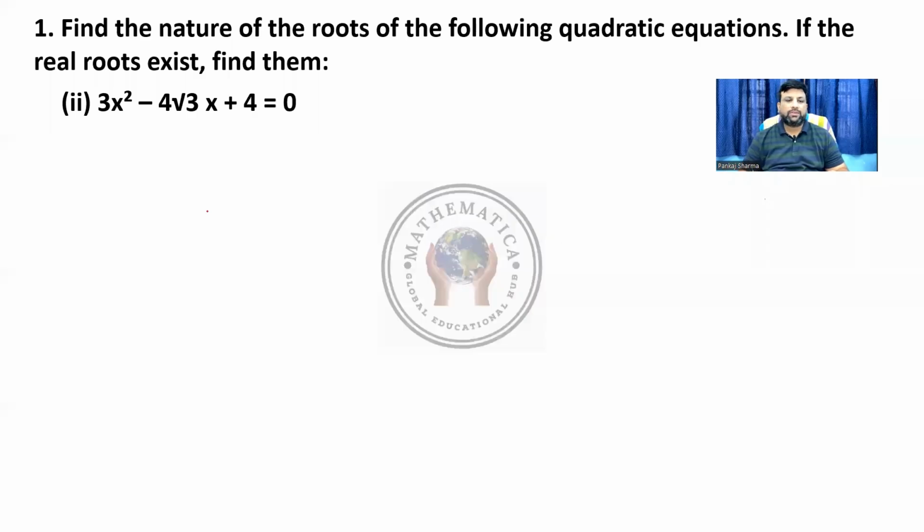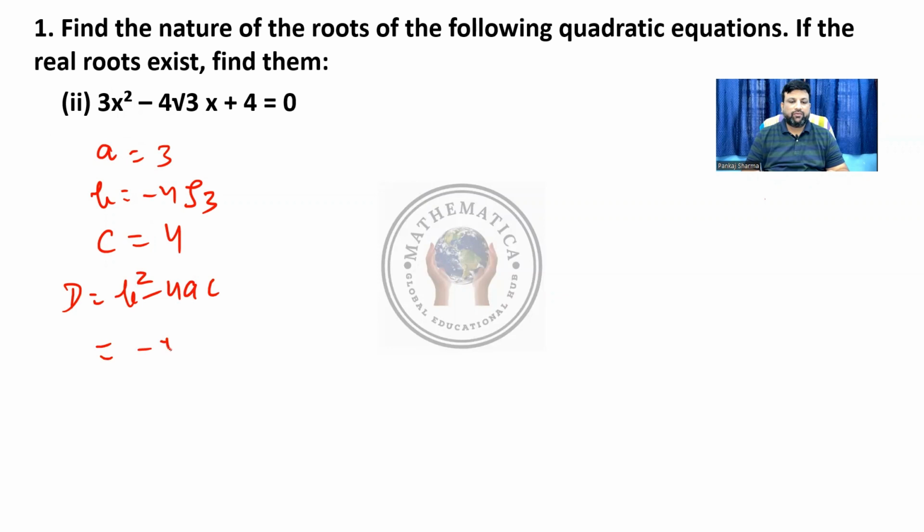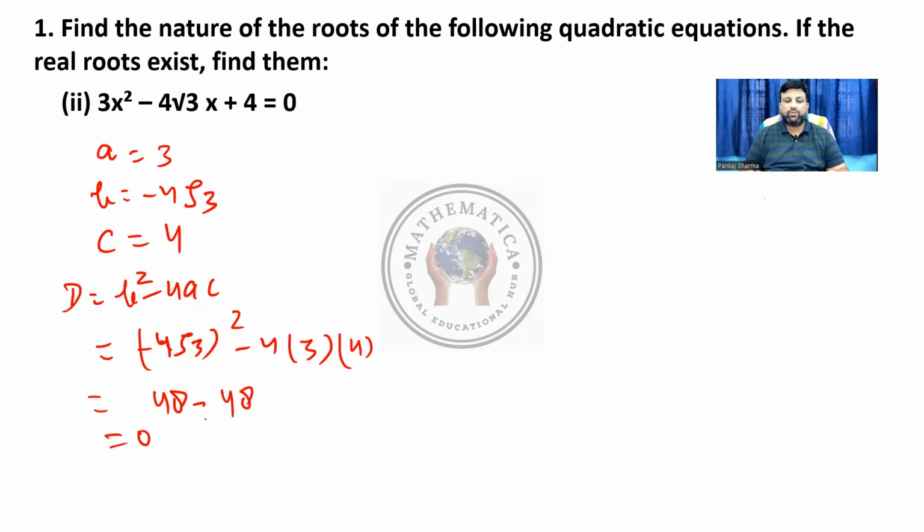Now let's see question number 1, second part: 3x² − 4√3x + 4. Here the coefficient of x² is 3, the coefficient of x is −4√3 and c is 4. We find the discriminant b² − 4ac. So (−4√3)² − 4 × 3 × 4. (−4√3)² means 16 into √3 into √3, which is 48. So 48 − 48 is 0. When the discriminant is equal to 0, everybody knows the roots will be real and equal.